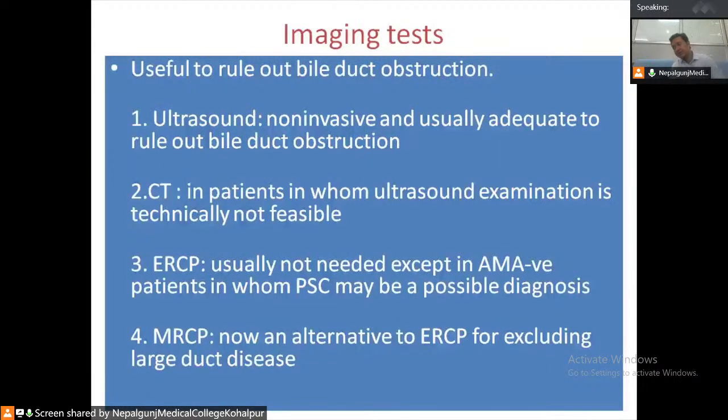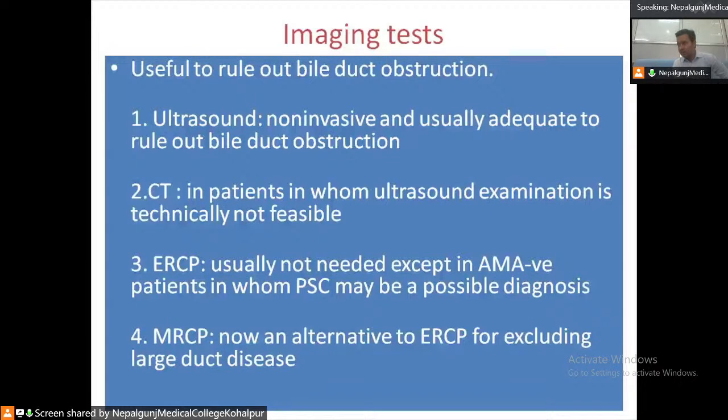So imaging. Imaging is a radiological test. Imaging is not diagnostic for PBC, because the intrahepatic bile duct cannot be observed by imaging. So imaging is done to rule out any other obstructive bile duct diseases, to rule out bile duct obstructions.